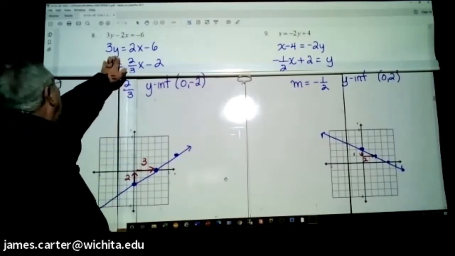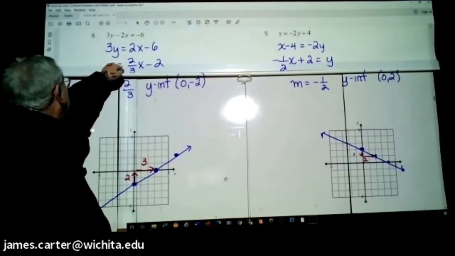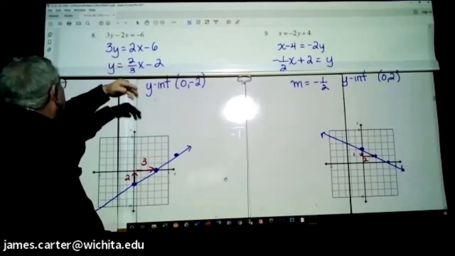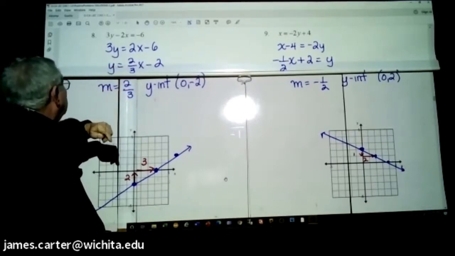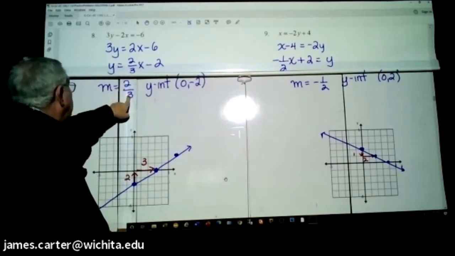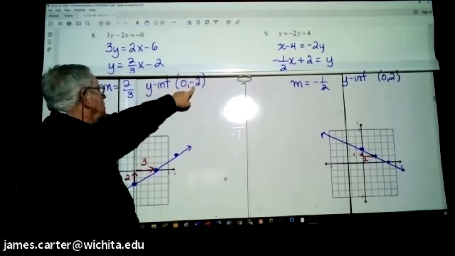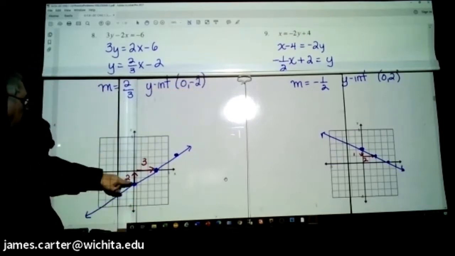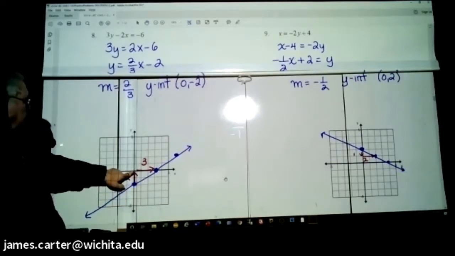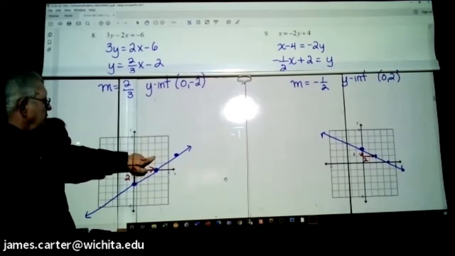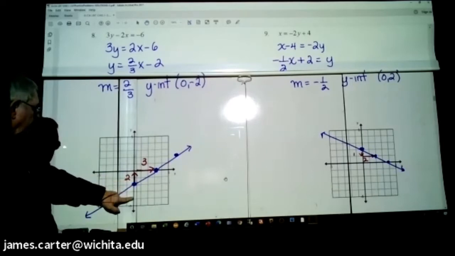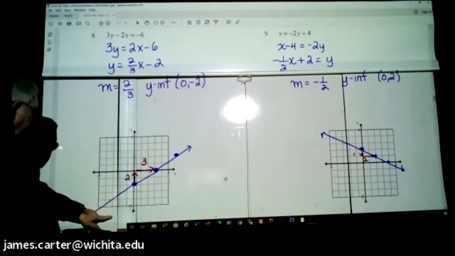So here I'm putting this standard form into y-intercept form. In other words, getting the x on the other side, dividing everything by 3. 6 divided by 3 is 2. So my slope is 2/3. My y-intercept is -2. So I start at -2, and I use the slope of 2/3, which means go up 2 over 3, up 2 over 3, or down 2 over 3.